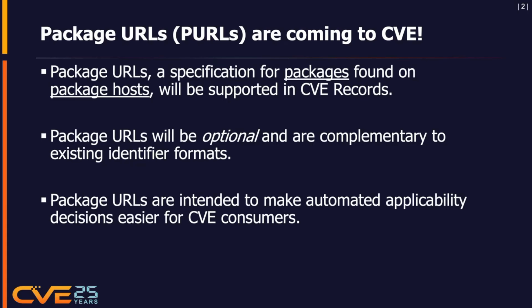Obviously a key point of tracking vulnerabilities is so that vulnerability managers who own systems can take action and make decisions about what they need to do with a vulnerability. But before they can do that, they have to know: does this vulnerability apply to me? Part of the intention for package URLs is that they make doing that at scale via automation easier.